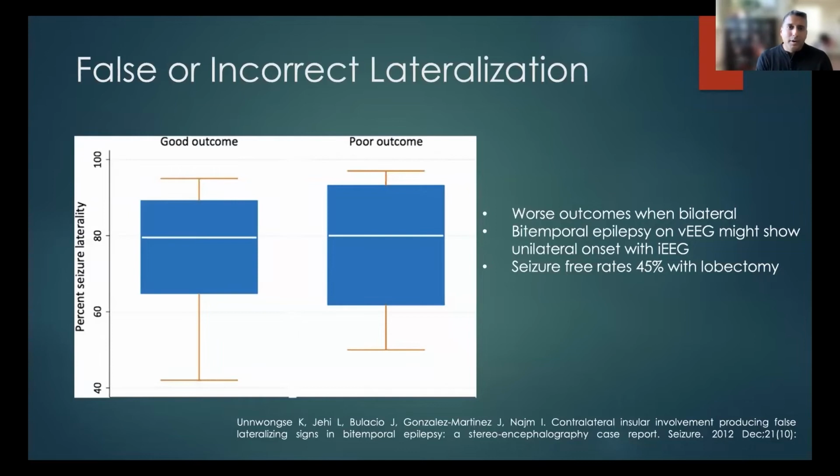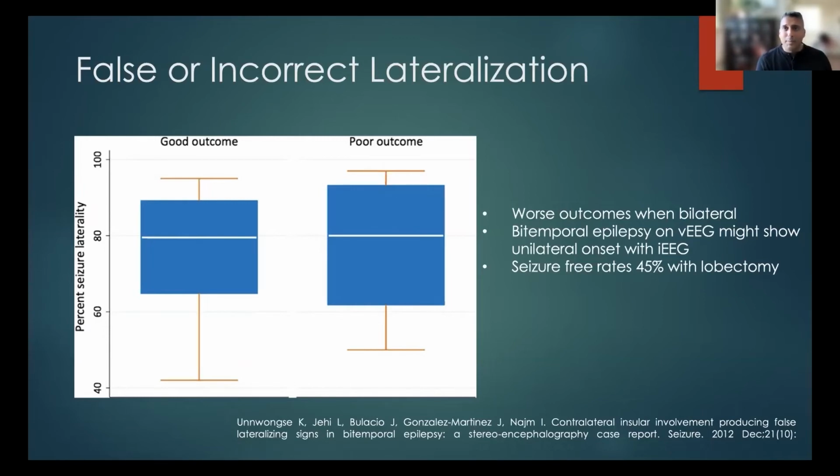And then the last part is false or incorrect lateralization. And this is a very, very difficult one. This is one that we worry about all the time. And what I mean by this is that, as I mentioned before, let's say we did all our testing and we see the right temporal lobe is where we think seizures are coming from. And let's say we implant on the right temporal frontal, we do a very nice right-sided implantation, but we don't look at the left side at all.